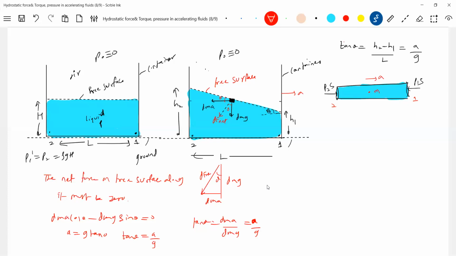Then this particular element will have a mass m, and it is accelerating according to the ground frame. So what is the equation? The person standing on the ground will write P2S minus P1S equal to MA. Why is that cylindrical liquid column moving? Because pressure at 2 is greater than pressure at 1. That's why it is accelerating.